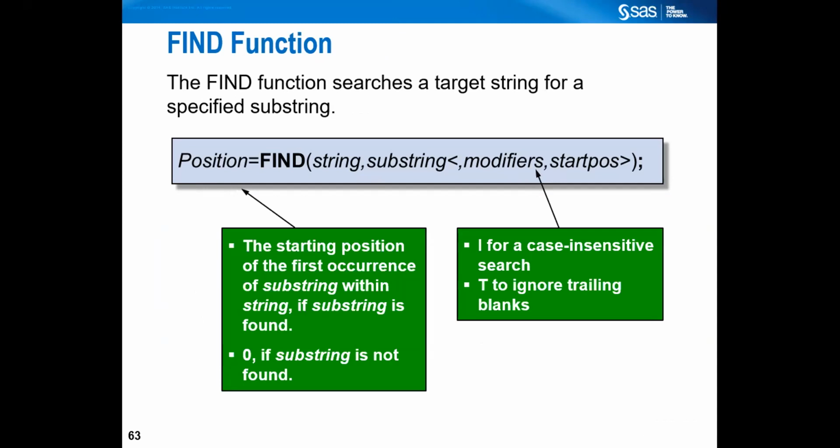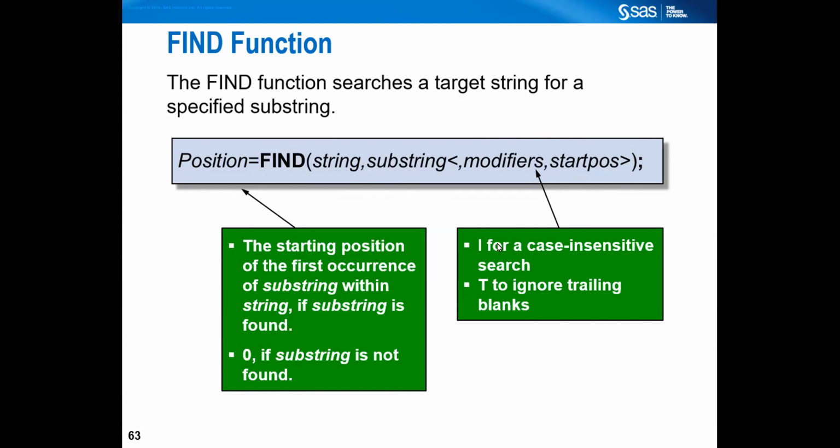This find function searches a target string for a specified substring. It returns a position. It returns the starting position of the first occurrence of your substring within the string, if the substring is found. So within your data, if you have provided the substring mittens, it returns the starting position where mittens is located within the string. All right, that's what it's telling. And it has a Boolean expression: 0 is the value if the substring is not found.